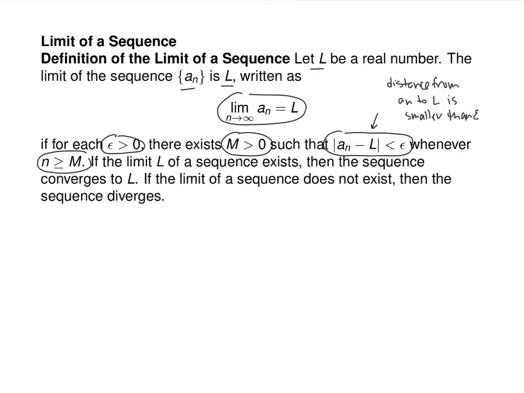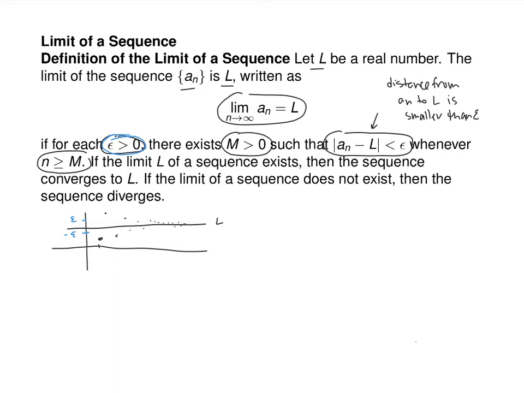So what this looks like is this: you have some number L, and the terms in your sequence kind of bop around, they go back and forth, but you're thinking that eventually they're going to start getting pretty close to L. What this definition is saying is that you suppose you have some enemy, and the enemy picks a really small epsilon. So there's minus epsilon, plus epsilon.